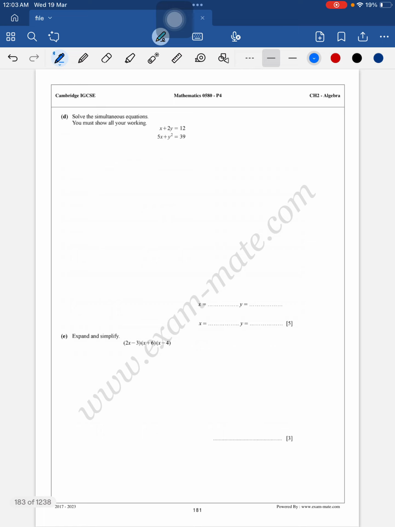Okay. Question number 47, part D. We have over here a simultaneous equation. You have to show the working. Here x is equal to 12 minus 2y. From the first equation I took x as the subject, substituting in this, so it will be 12 minus 2y as x, I put it over here, plus y square is equal to 39. Now 5 into 12 is 60, minus 5 into 2y is 10y, plus y square is equal to 39. Y square minus 10y plus 60, and 39 comes over here to be minus 39 is equal to 0.